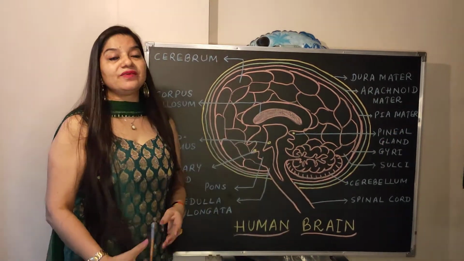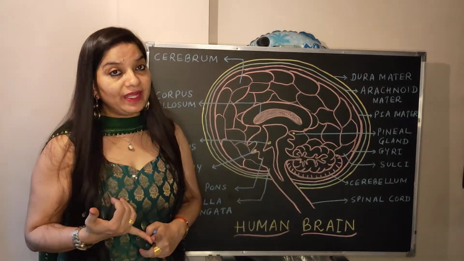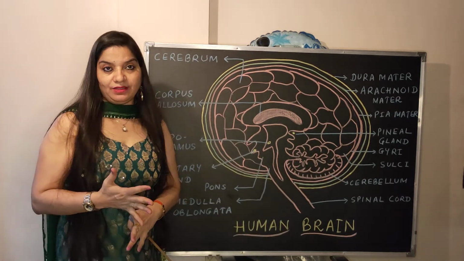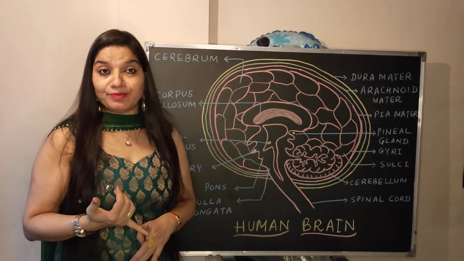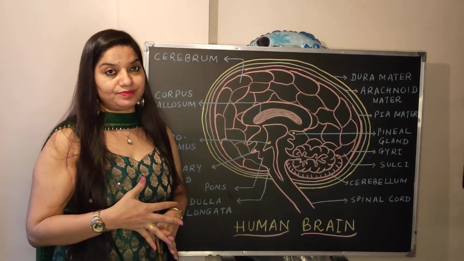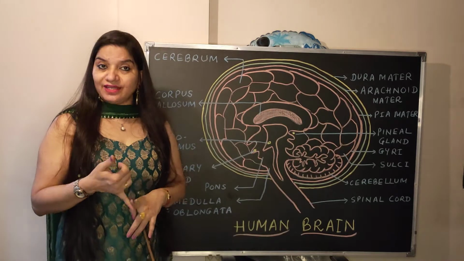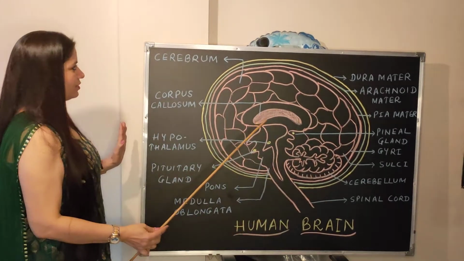Now the brain is divided into three parts. What are the three parts of the brain? They are forebrain, midbrain, and hindbrain. In the forebrain we have some parts like the cerebrum, the olfactory lobe and the diencephalon. So I'll talk about the cerebrum.